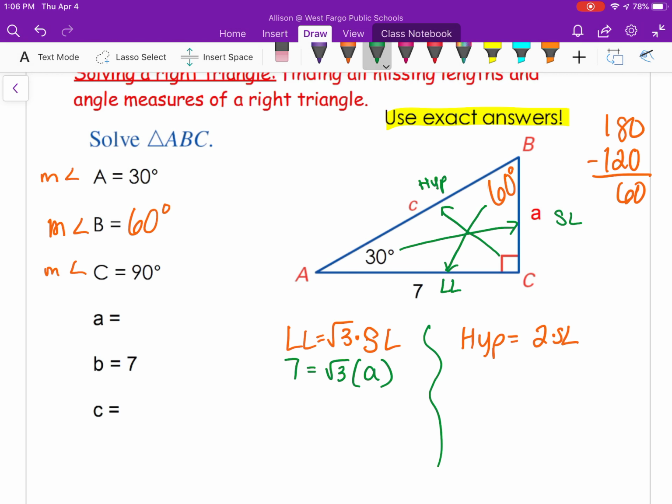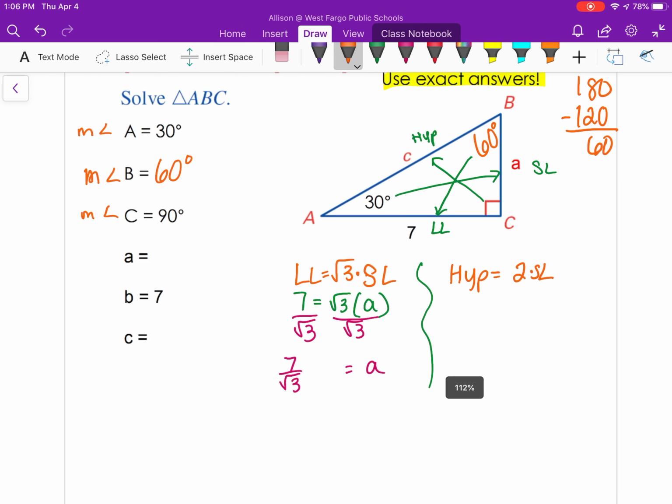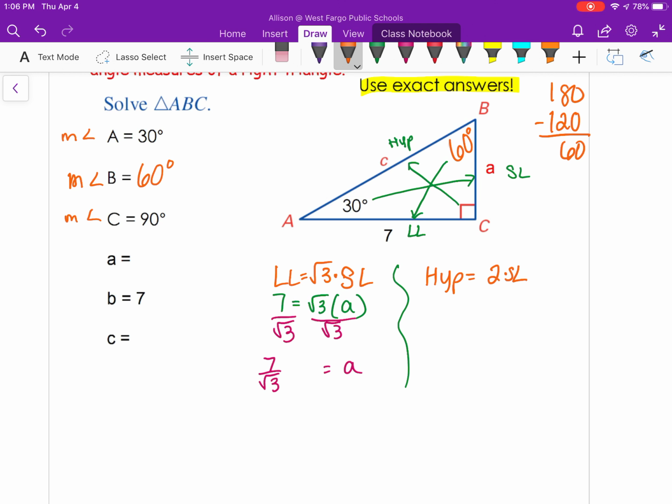So now I want to solve for A, so I'm going to divide both sides by the square root of 3. We get 7 over the square root of 3 equals A, and then I'm going to need to rationalize that because we can't leave a square root in the denominator of a fraction. So I can rationalize that, or make it a rational number, by multiplying both the top and bottom by the square root of 3. So that will simplify to 7 square roots of 3 over 3, and that will equal A. So A will be 7 square roots of 3 over 3.